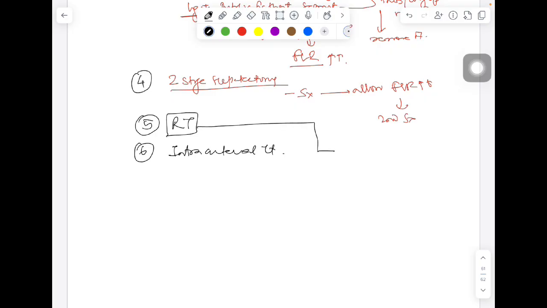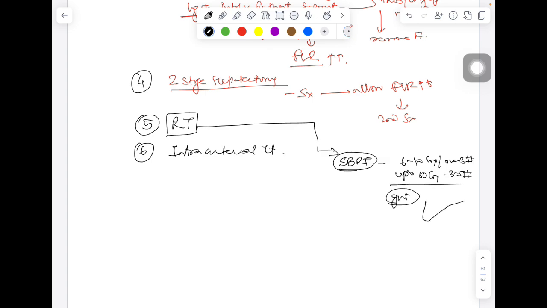So we have various methods of giving RT. I will label SBRT as the preferred one. It started with 6 to 10 gray single fraction, and up to 60 gray in 3 to 5 fractions can be given. Now the problem is with the gut. On the right side of the liver there is a lot of intestine, colon is going, small intestine is there. So this gut toxicity is paramount.